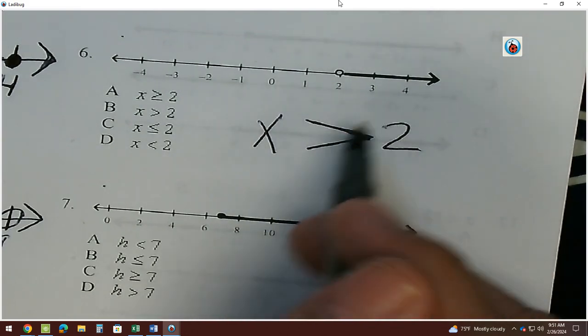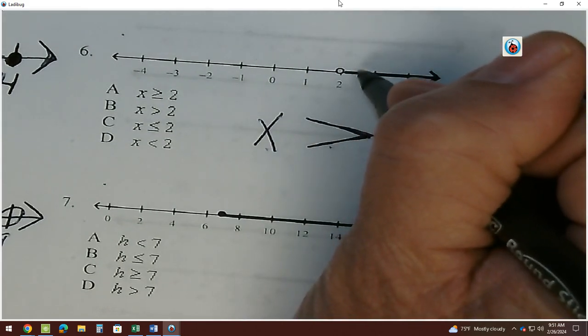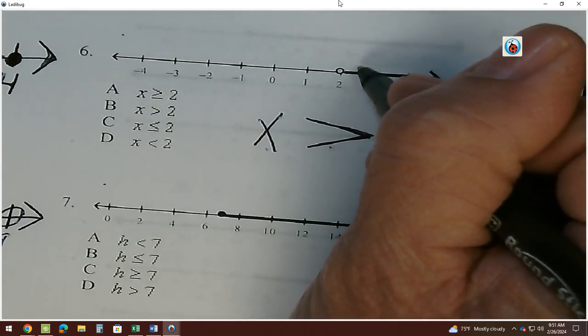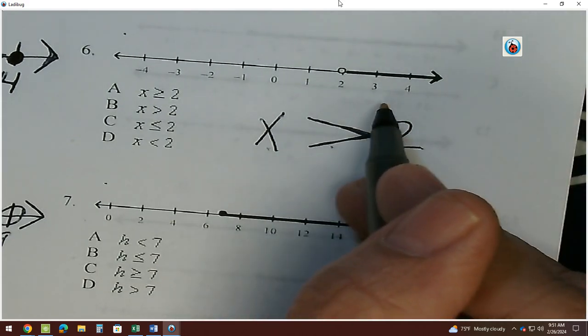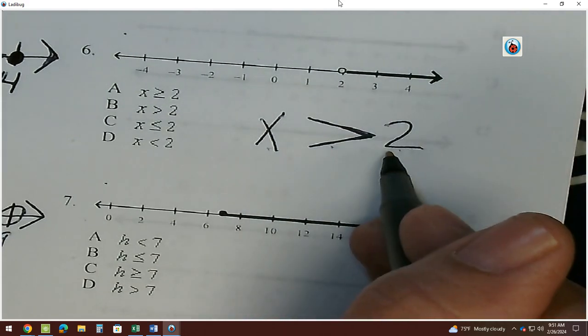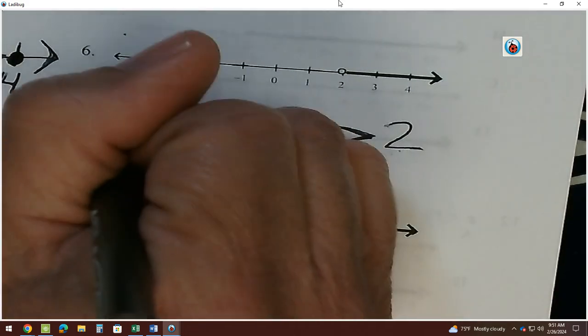Who's the first possible answer for this one? 3. Is 3 greater than 2? Yes. And by the way, anything between, that's a possible answer. Like I can go 2.1, 2.2, and it's still going to be okay. Let's test another one. Is 4 greater than 2? Yes. Okay, so the answer is letter B. Let me go to number 9 now.